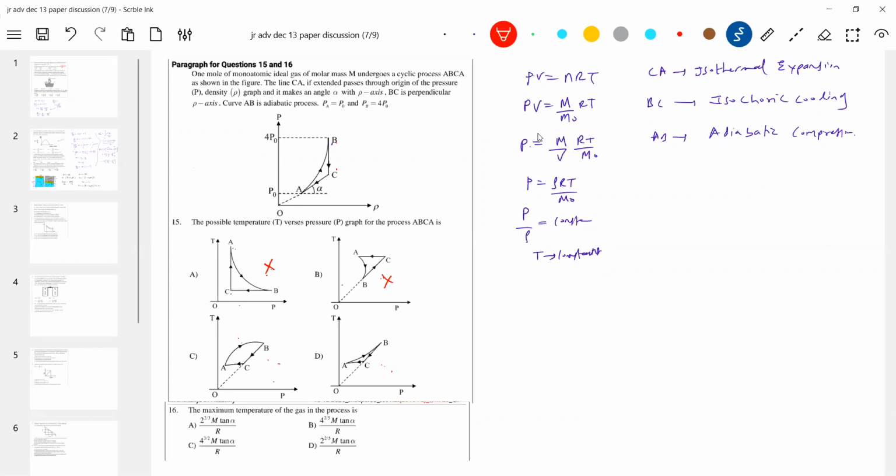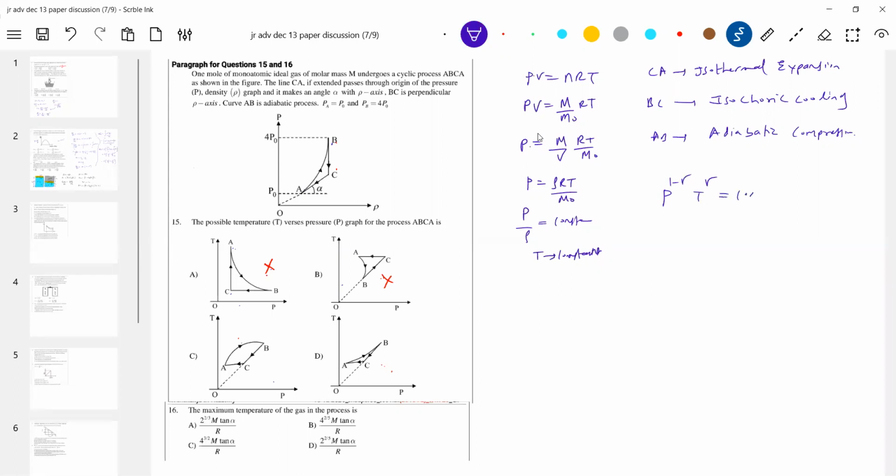Next, CA is an isothermal process. Isothermal compression or isothermal expansion? Isothermal expansion, CA. So pressure should decrease. Okay, we have CA. Now the only problem is the adiabatic process. How will the curve be? In the adiabatic process, how will the temperature versus pressure graph be? Anybody, the formula for adiabatic? Sir, P power 1 minus gamma into T power gamma is constant.